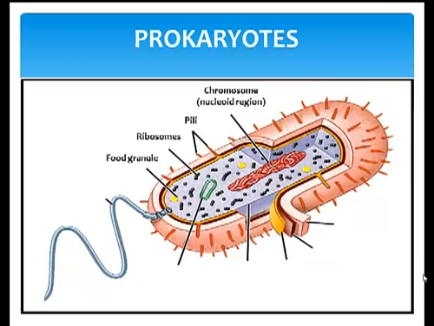Food granules store nutrients such as glycogen and PHB. The flagellum is a long, thin extension that allows bacteria to move about freely in aqueous environments. The plasmid is described as a circular piece of DNA. They are pieces of DNA that can be manipulated through the use of restriction enzymes.